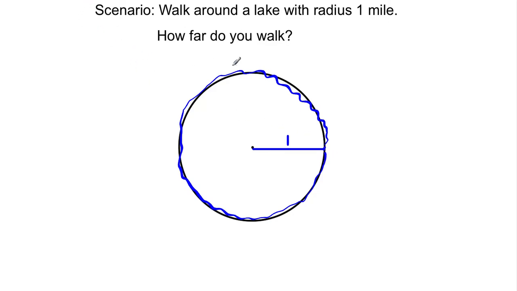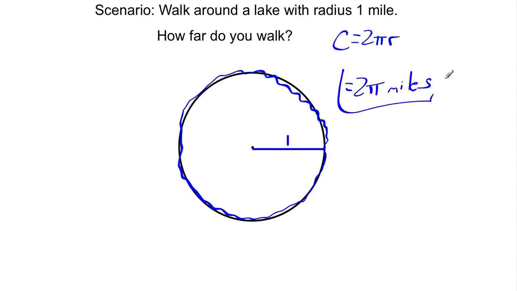Well, really what I'm asking for is the circumference, and the circumference of a circle is 2 pi r. Because the radius r is 1, the circumference is equal to 2 pi miles. So that's how far I walked.